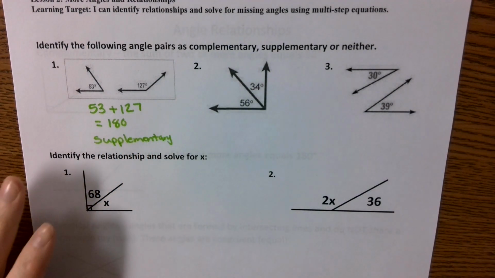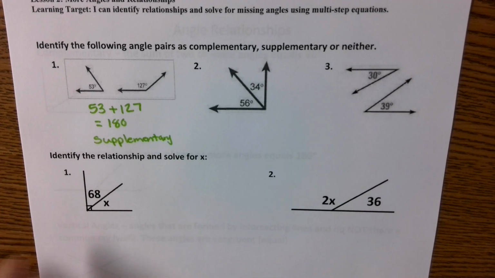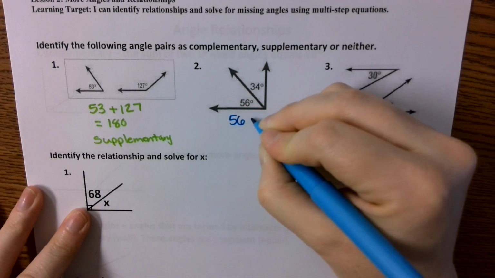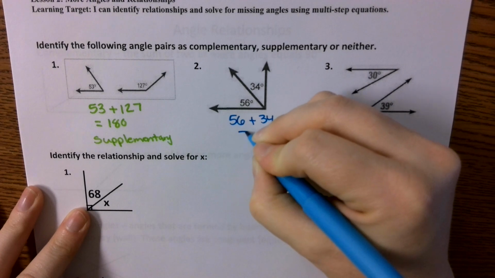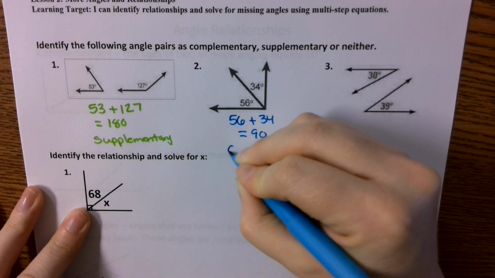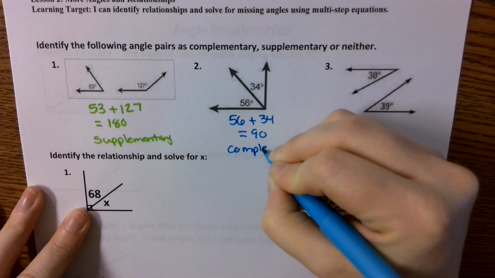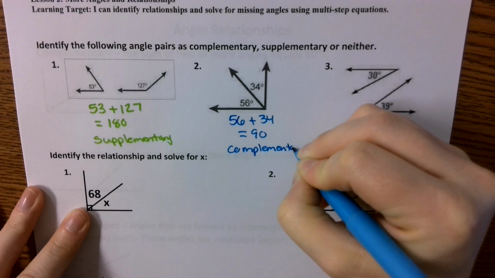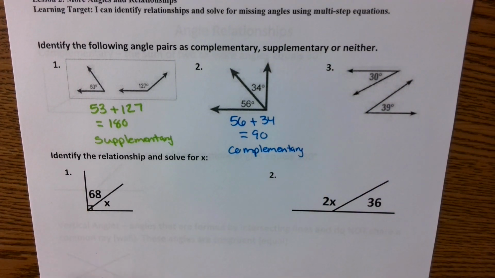What about number 2? Complementary, right? If we take that 56 and we add it with the 34, that is going to be equal to 90. 90 degrees is going to come out to being complementary. Okay, again, complementary is not a single angle that equals 90. It is multiple angles combined together that are going to add up to 90.